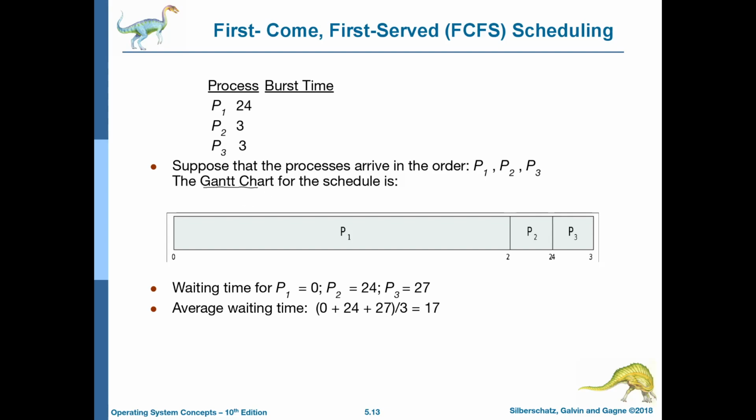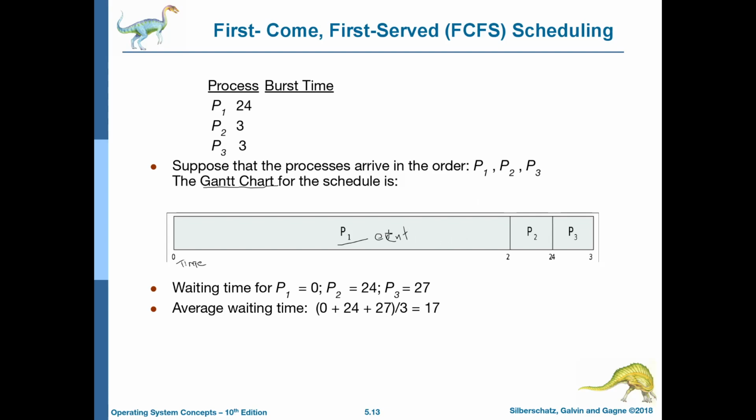This Gantt chart right here shows us the time that a particular event happens, and it shows us which event is happening. So these are events or processes. In this particular Gantt chart, we have process 1 that executes, then process 2 that executes, and process 3 that executes. These are the CPU burst times for these particular processes.